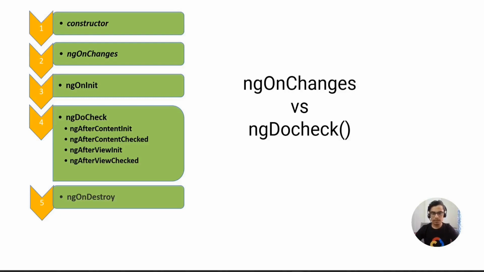And purpose wise, I see that they are doing pretty much the same stuff, but then I got curious to know that if they are doing the same stuff, then what is the reason behind providing two different methods? So that's what we are trying to understand in this video.